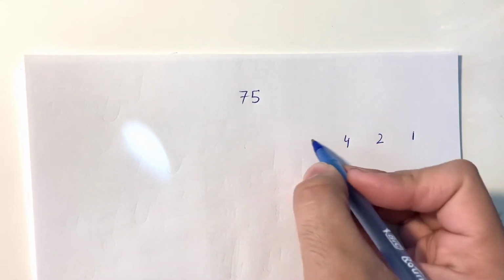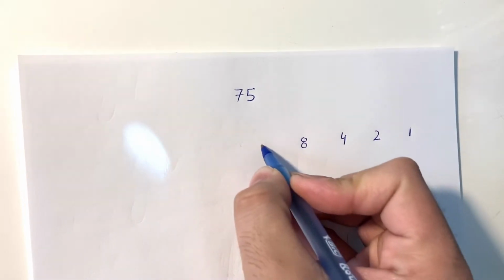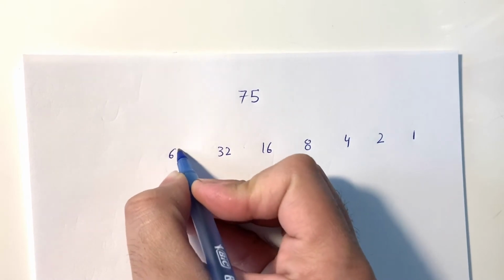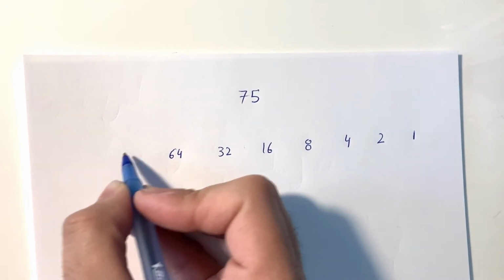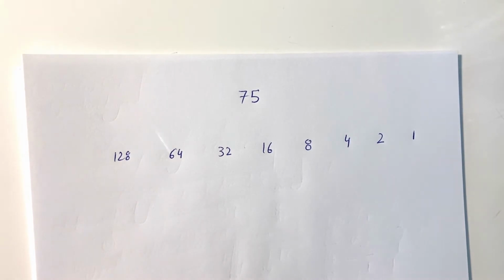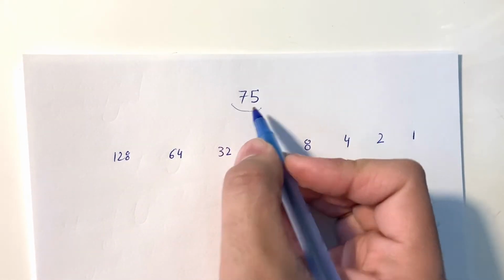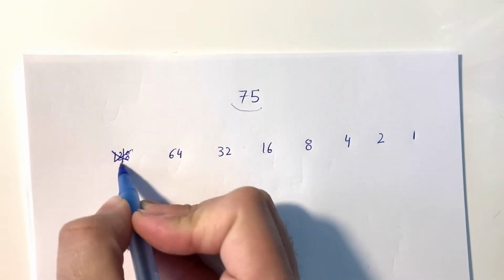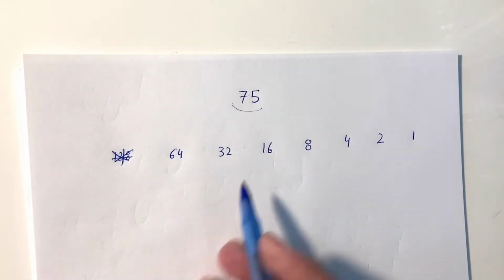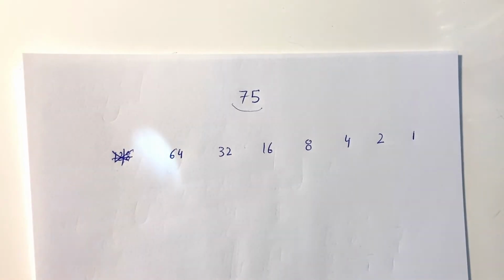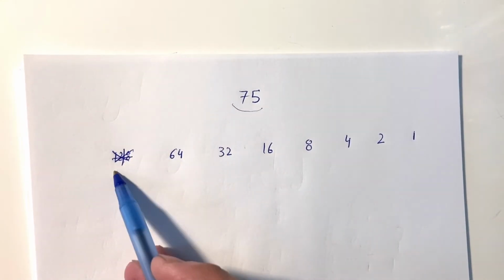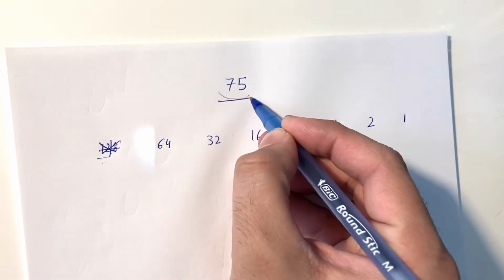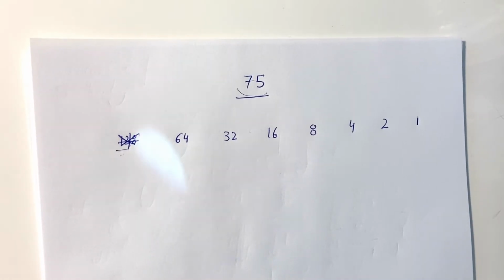I'm just making it simple. 8, next is 16, double of 16, 32, double of 32, 64, double of 64, 128. Do we need 128? No. Why? Because 75 is smaller than 128. If it is smaller than 128, you don't need it. You will stop before, because if it is 129, then we need it. So we need to find the combination for 75.